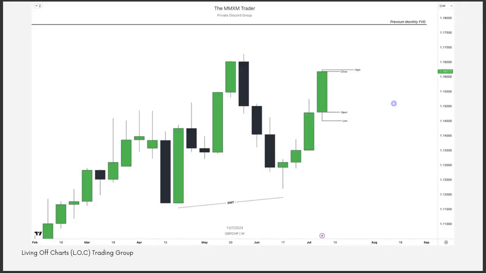So over here we got the GBP CHF weekly chart. You can see this candle is the open, low, and then a high and then a close, right? So this is the power of 3 of this candle over here on the weekly chart. And we're going to be focusing on all opportunities that lie within this weekly candle.